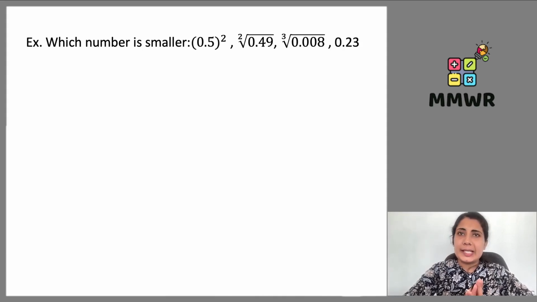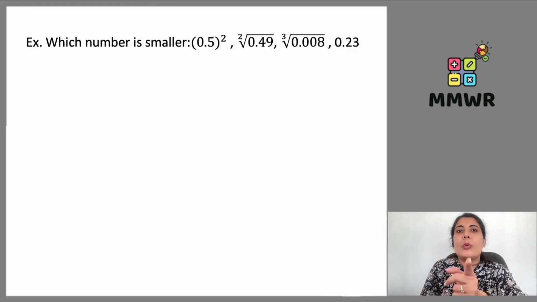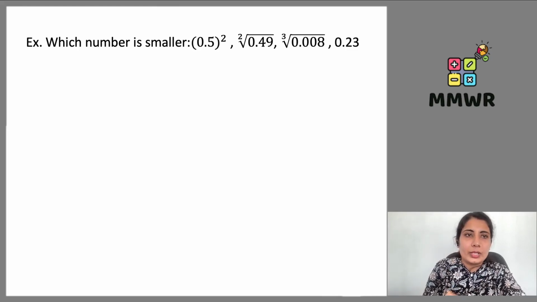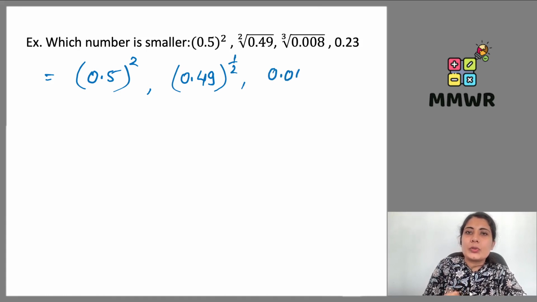Let's move to the next example where the base is not a whole number. It is a decimal number. So 0.5 power 2. Power is 1 by 2. Power is 1 by 3 and 0.23 has no power. So what we will be doing? We will be taking the power. 0.5 power 2. This is 0.49 power 1 by 2. This is 0.008 power 1 by 3 and this is 0.23.